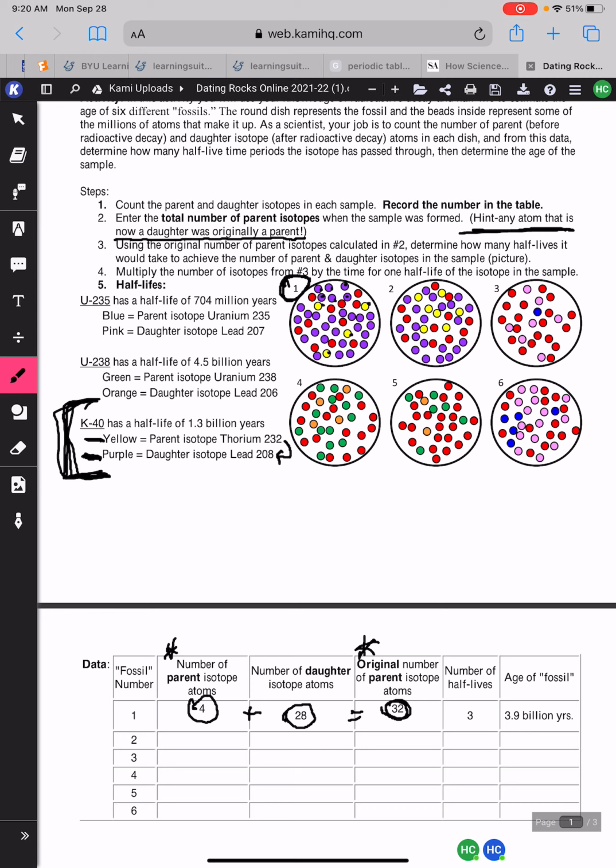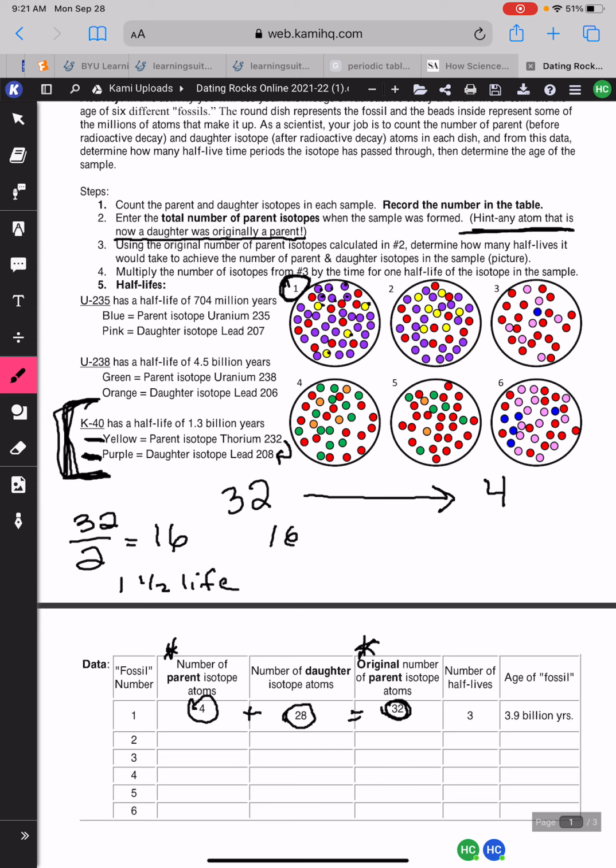So to figure out our number of half-lives, we have to think: we started off with 32, right? And now, through a bunch of half-lives, we eventually get to only having 4 parents left and 28 daughters. So if we take 32 and divide it by 2, remember, you're welcome to use a calculator, we get 16. So that's after 1 half-life.